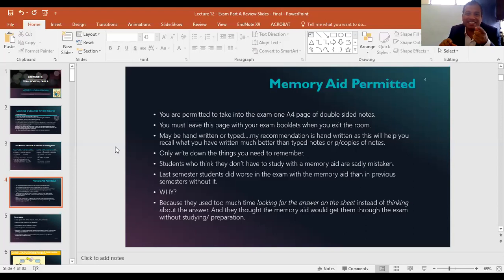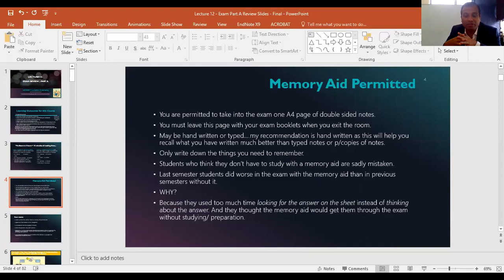I need to discuss this one. Okay, you're talking about the memory aid, yes. A4 size, double-sided, so that you can keep it with you. You are permitted to take into the exam one A4 page of double-sided notes. You must leave this page with your exam booklets. There is no need because we are not in the face-to-face, so just keep it with you.